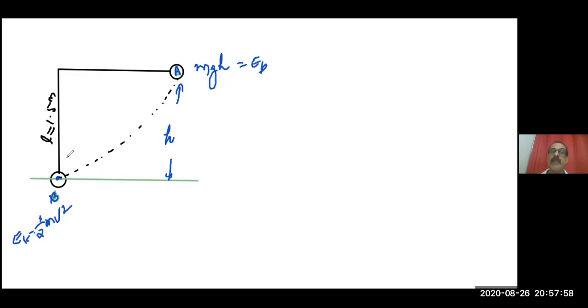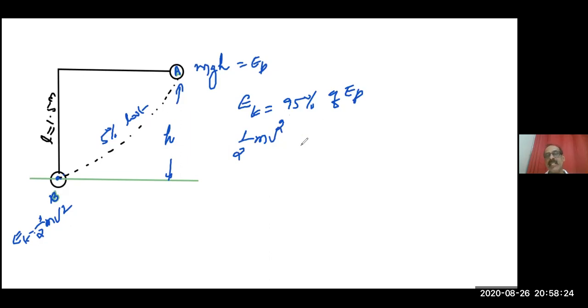How much energy will be remaining now? On this travel, 5% lost. Then how much will be remaining? 95. So we can say Ek is equal to 95% of this Ep, isn't it? So Ek is half mv squared, equal to 95 by 100 of Ep, which is mgh. Calculate.